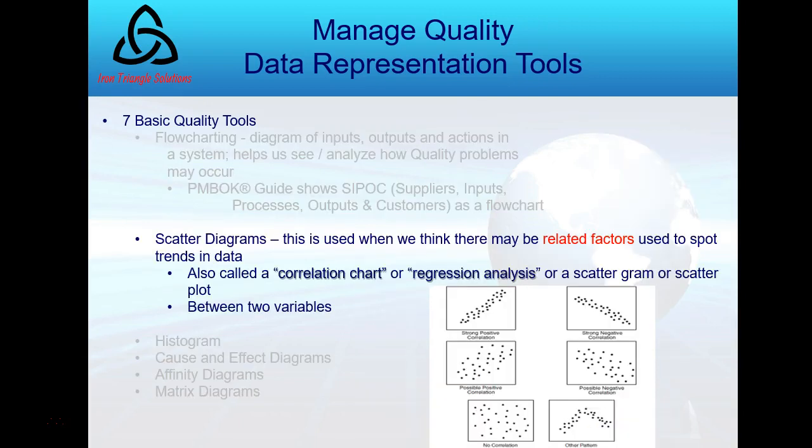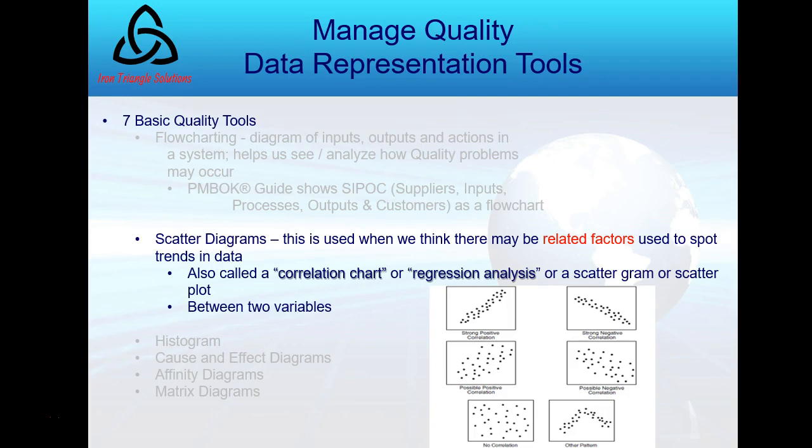Okay? Another of the basic quality tools are scatter diagrams. These are all called correlation charts and sometimes referred to as regression analysis or scattergram, sometimes a scatter plot. So scatter diagrams is the formal term we generally will use. And it's about looking at two variables on an X and Y axis. So you can see the first one on the top left is a very strong positive correlation as it goes up and to the right. The one on the right goes down, so on the XY axis, it's a strong negative correlation.